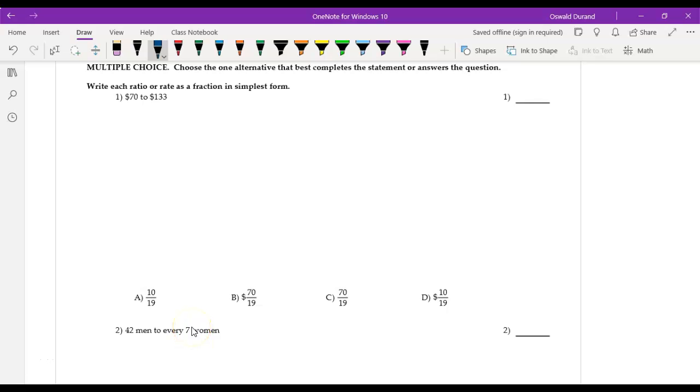Okay, hello everyone. All right, this is week 3 presentation. We're going to talk about rates, ratio, and proportion. And for word problems, we're going to touch on percentages. Okay. All right, so let's start with this first problem. We need to write this ratio or rate as a fraction in its simplest form.